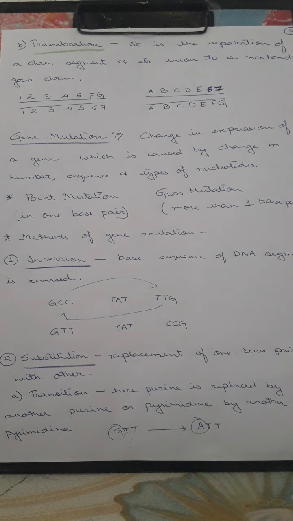Now next is substitution. That means here one base pair is replaced by another. If a purine is replaced by another purine or a pyrimidine by another pyrimidine, then it is known as transition. Now here you see G and A. Now you know what is purine and pyrimidine, isn't it? These are nitrogenous bases. Purine is of two types, adenine and guanine. Pyrimidine is of two types, cytosine and thymine. Now when guanine is replaced by adenine, that means a purine is being replaced by a purine, then it is known as transition. Or sometimes what happens? C may be replaced by T. That means a pyrimidine replaced by another pyrimidine, then that particular phenomenon is known as transition.